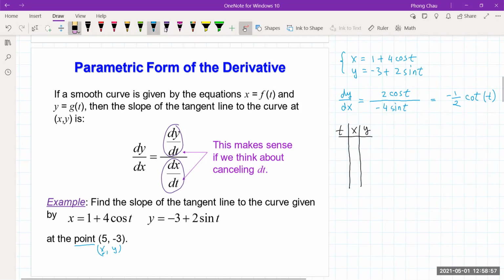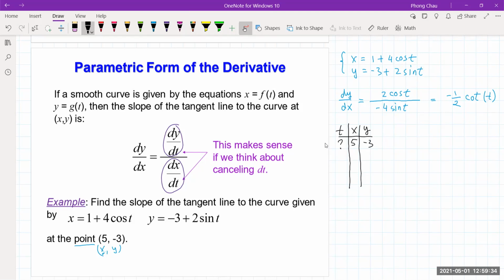because we know x is 5 and y is -3. I want to figure out the corresponding t. At (5, -3), you basically want to find the t values for which x is 5 and y is -3. Those will be the t values you plug in here to calculate the slope at that point. So how do we do that?